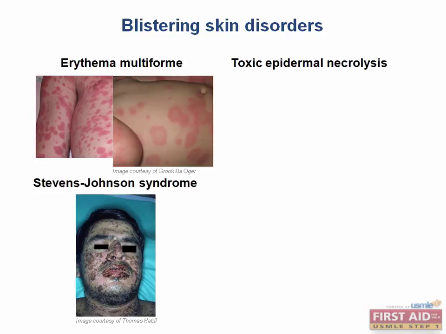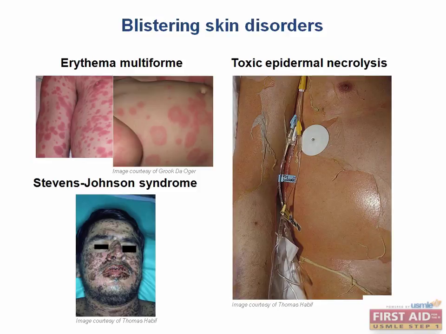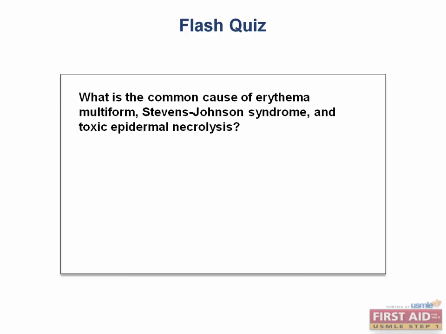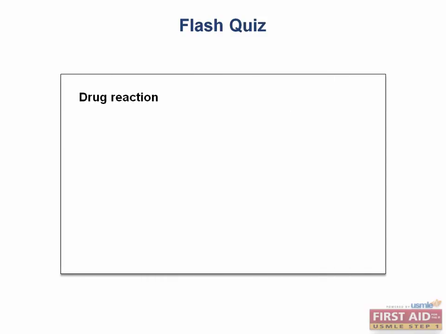Stevens-Johnson syndrome, in contrast to EM, has more concerning skin findings, usually including bulla with necrotic areas, particularly orally, and is found along with systemic signs like fever. What is it called if more than 30% of the skin is involved? Well, that's toxic epidermal necrolysis. This is life-threatening, and the skin is sloughing off. What is the common cause of erythema multiforme, Stevens-Johnson syndrome, and toxic epidermal necrolysis? Drug reaction.